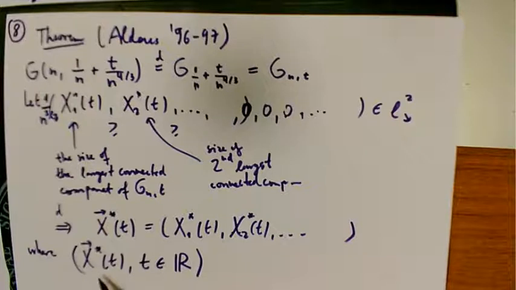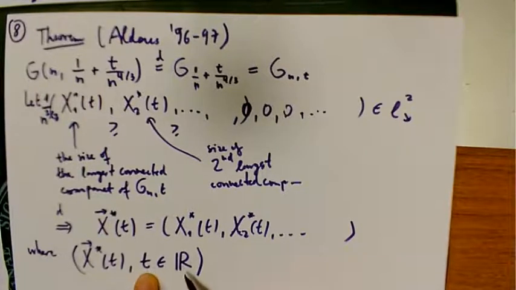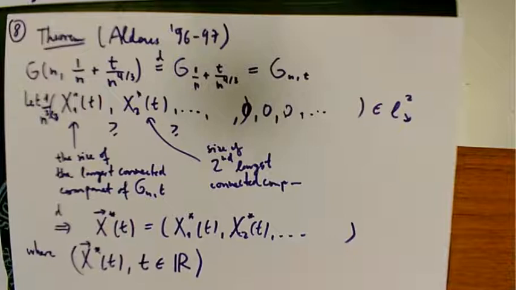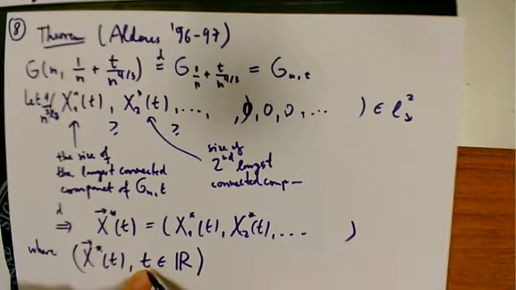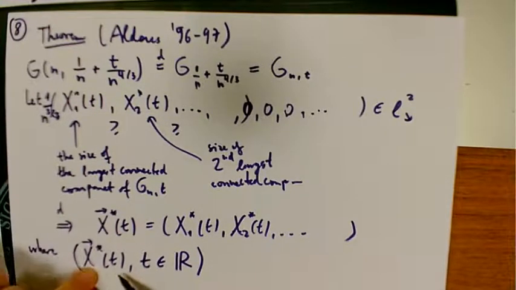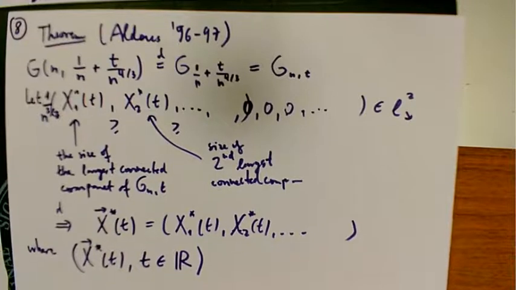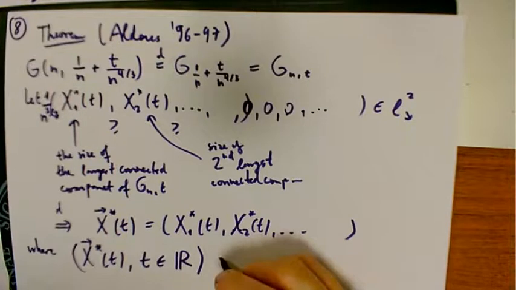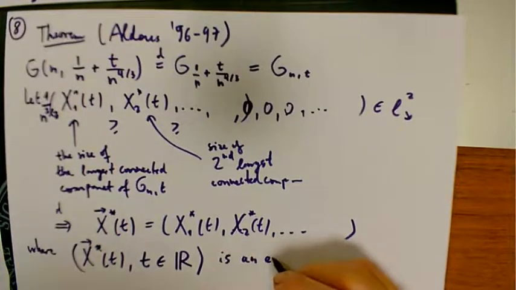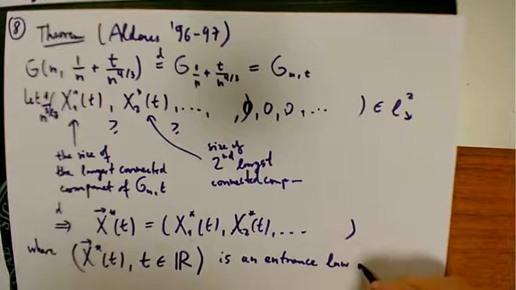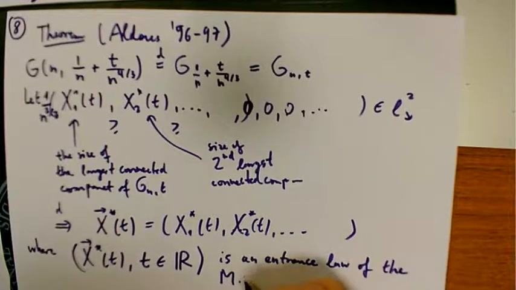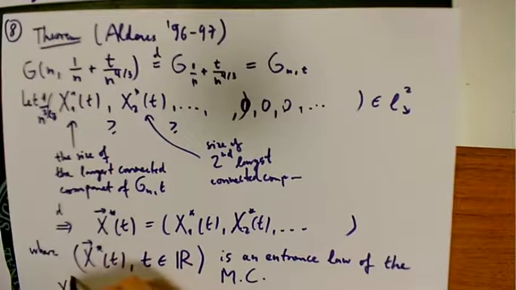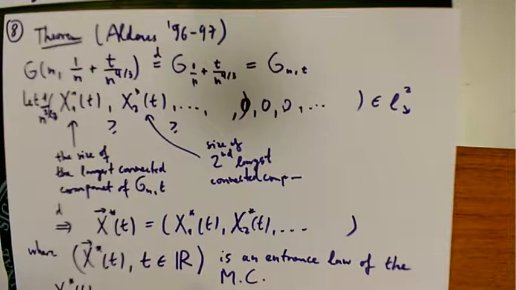It is defined for any real number, but it starts from a state which is not in L2. So there is no Markovian way to get to the state at time t from the state at time minus infinity. You cannot define the starting state, but still it evolves as a Markov process from any given finite time onwards. So x star t is an entrance law of the multiplicative coalescent, and it is a specific entrance law.